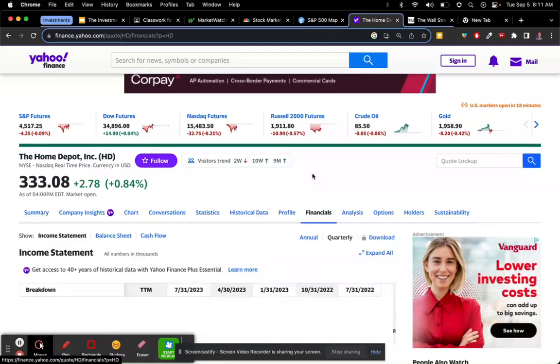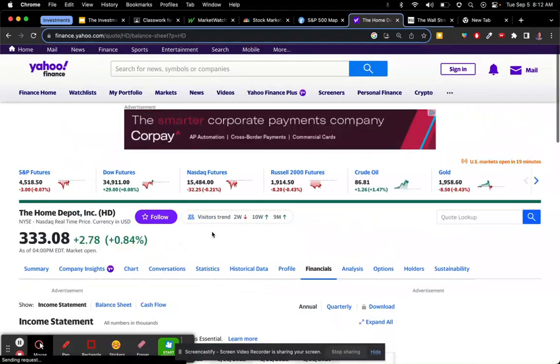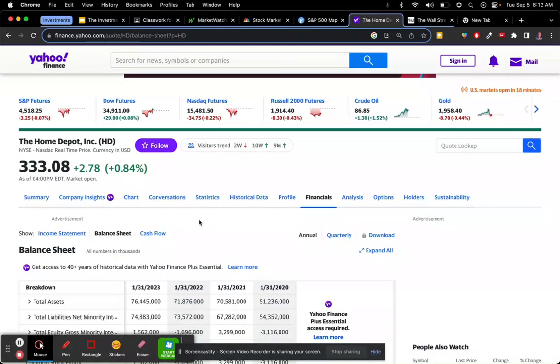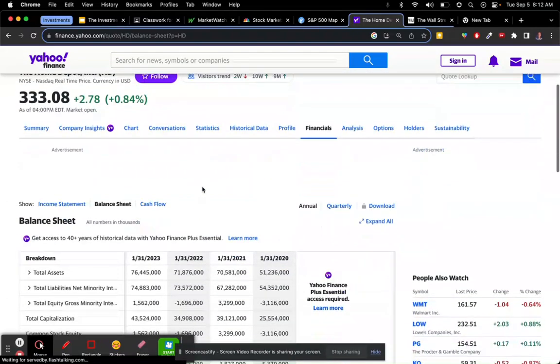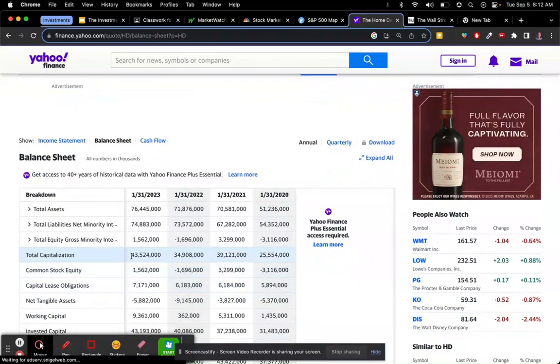All right. So I'm going to go to financials. And then you can see here, I can look at the income statement, which we'll look at in a moment. And then I'm going to look at the balance sheet. And what I want to know as an investor is, how much is Home Depot actually worth? So we're going to look at a couple of things. We're going to scroll down here and look at common stock equity.